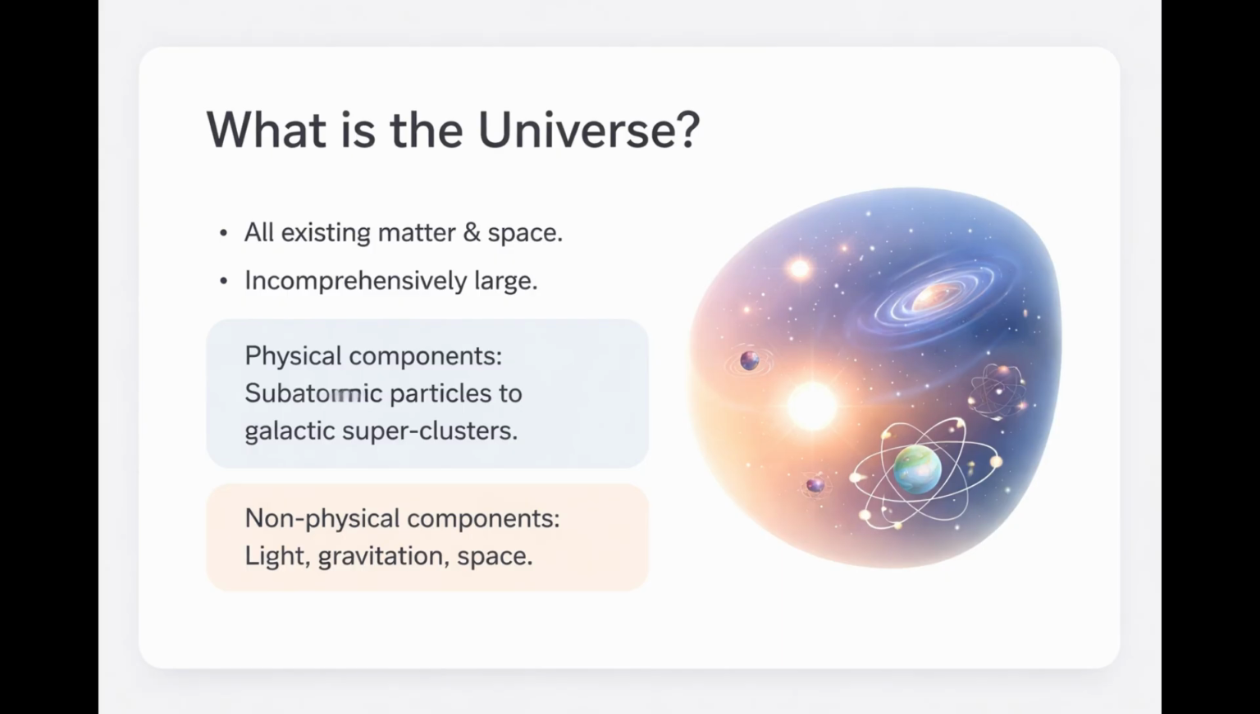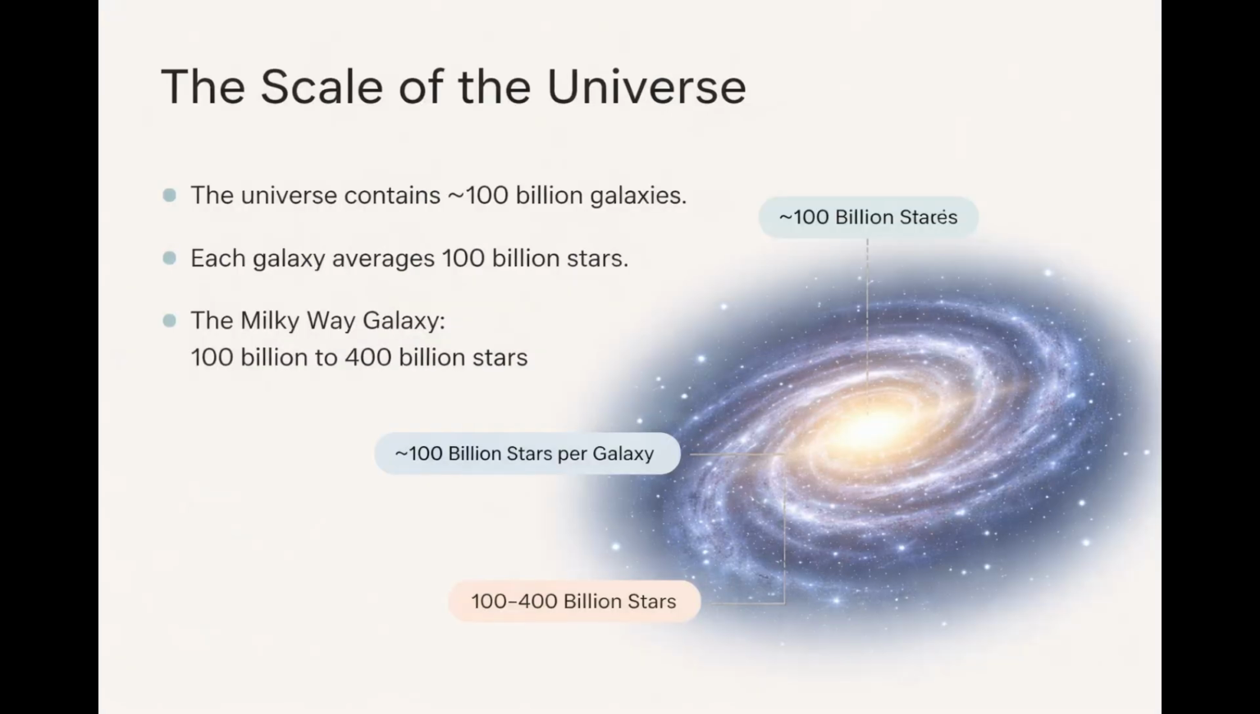space itself. To give you a sense of scale, scientists estimate that the observable universe contains about 100 billion galaxies, and within each of those galaxies, there is an average of 100 billion stars. Our own home, the Milky Way galaxy, is actually quite robust, believed to possess anywhere from 100 billion to 400 billion stars. The numbers are truly staggering.